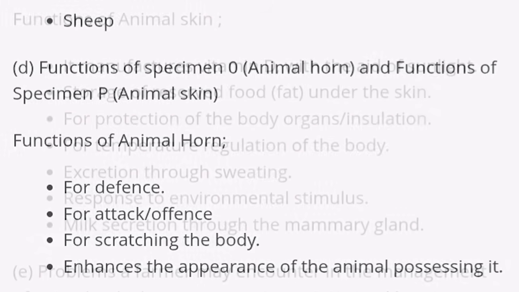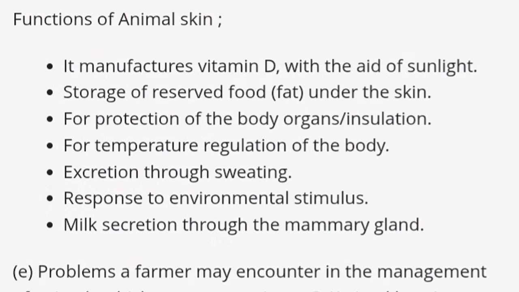And then how about the goat skin? What are the functions of animal skin generally? It manufactures vitamin D with the aid of sunlight. It stores reserved food like fat under the skin. It's used for protection of the body against heat, harsh weather, so it's just insulation. Also for temperature regulation of the body, for excretion through sweating and response to environmental stimulus, and then milk secretion through the mammary gland.